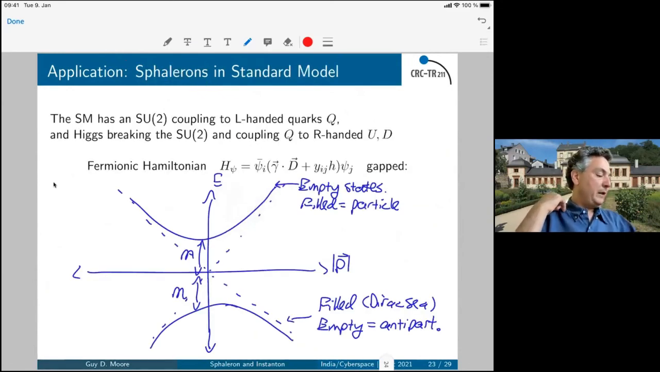But there's another application where sphalerons are really important. And to understand that, you need to think about what the fermions are doing in all of these backgrounds. And here I'm going to concentrate on SU(2) of the standard model, which is the interesting property.